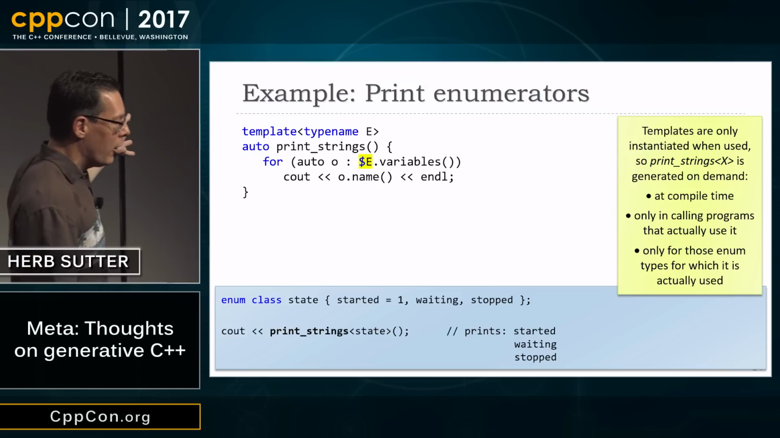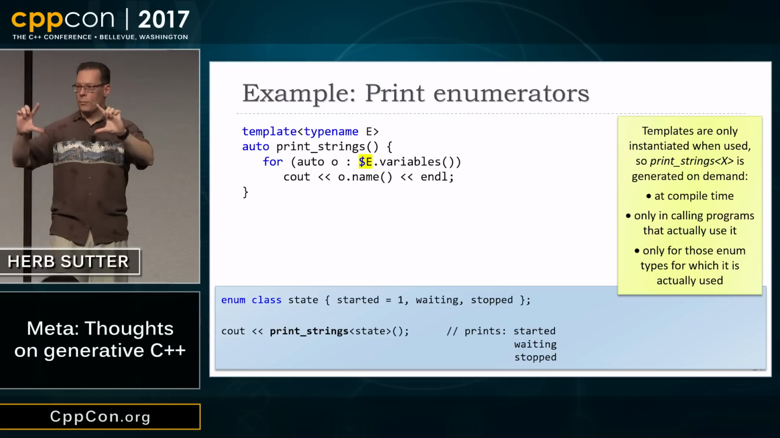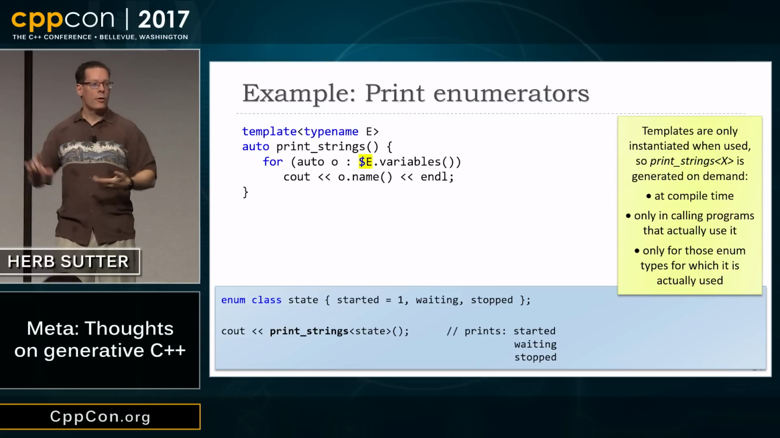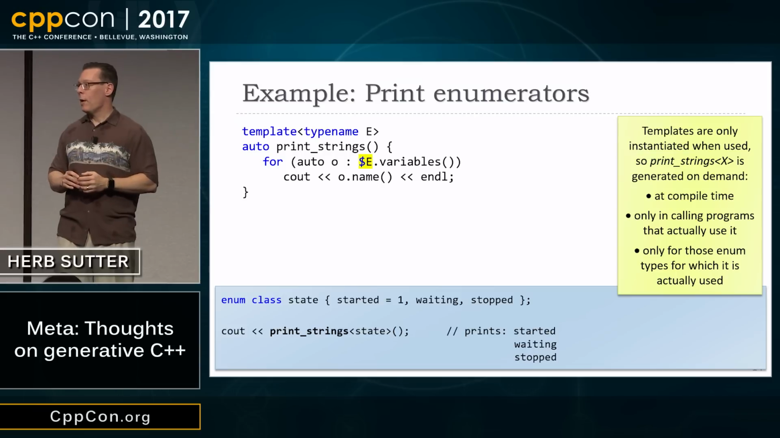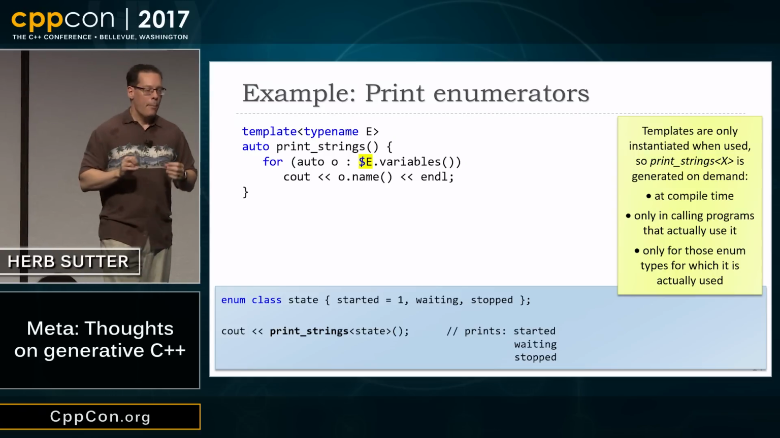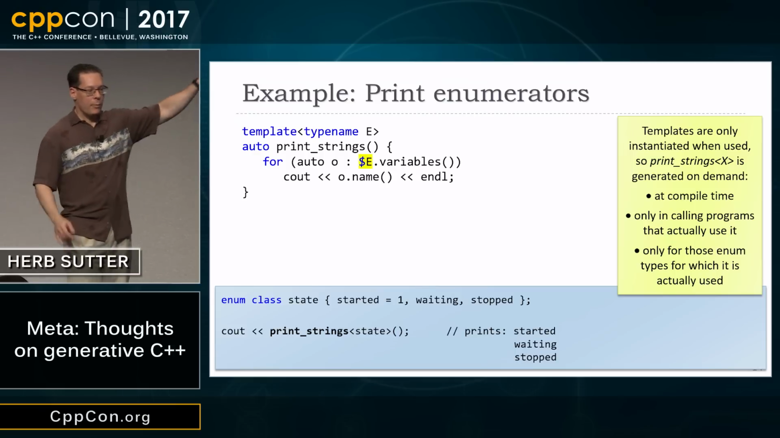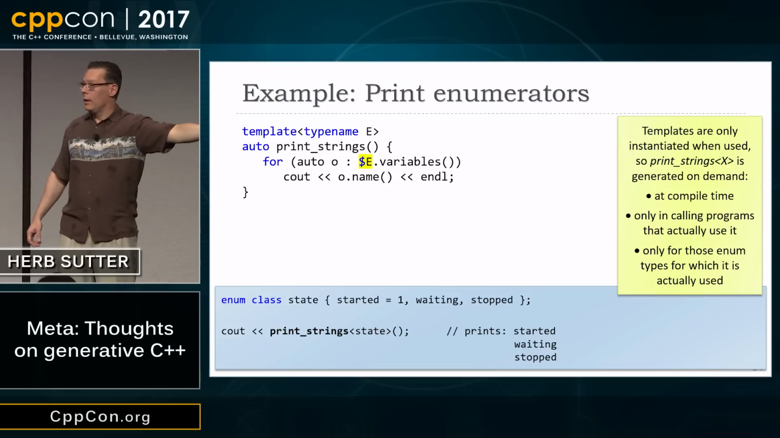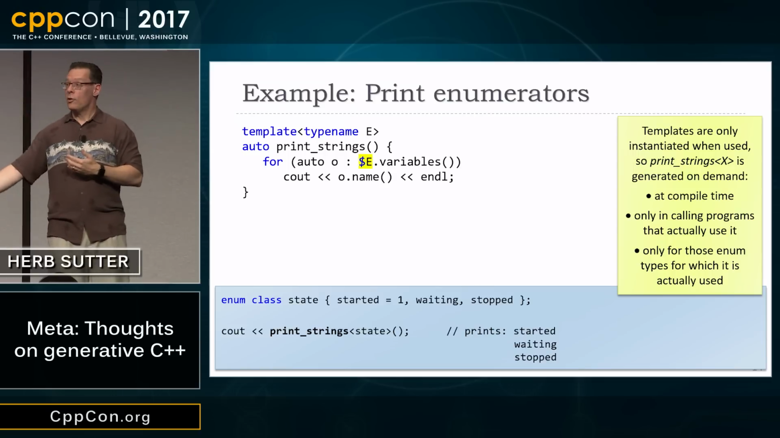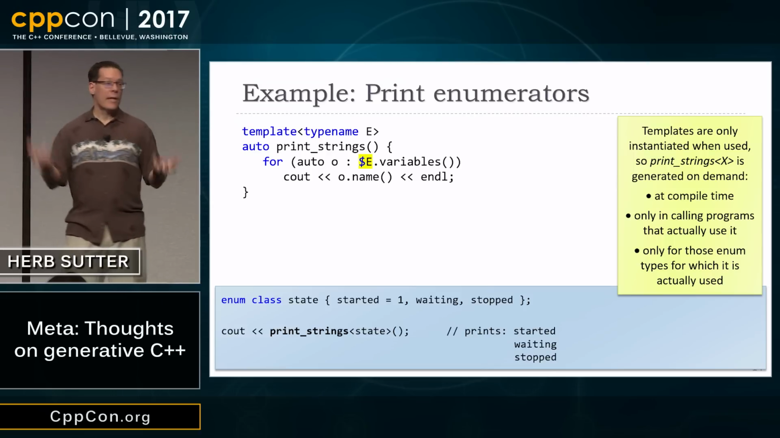So when you ask for print strings of state, if that is the only use of print strings in your program, that is the only enumeration whose values are stored in your object file, or in fact, an optimizer could optimize that away and store only the labels, only the text, for example. But all this work is done at compile time, only in programs that actually use it. So I could ship these 4 lines as a header-only library, and in every translation unit for now and in the future it's used, it would be instantiated only for the enumerations that that program actually asks about, and only in that program, which is nice and efficient.